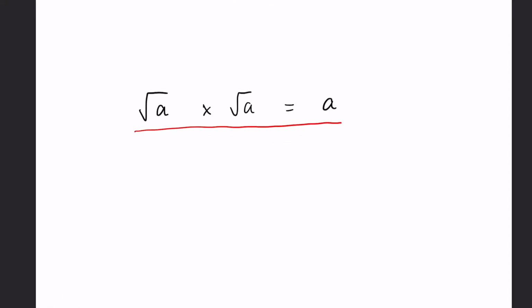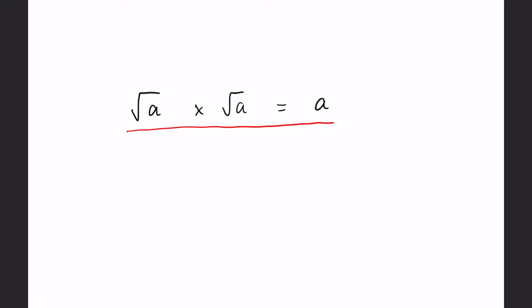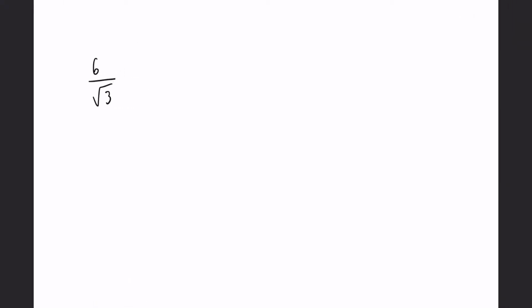So when we multiply two surds that are exactly the same, ultimately squaring them, then the number within the surd is the solution. So let's look at some examples. We've got 3 examples in total, each getting harder.